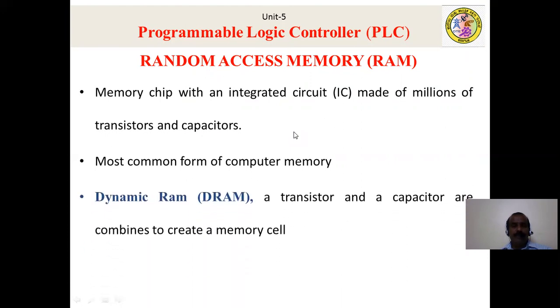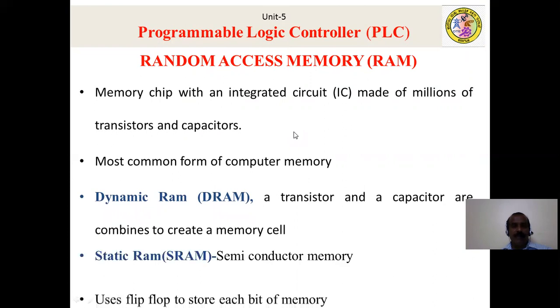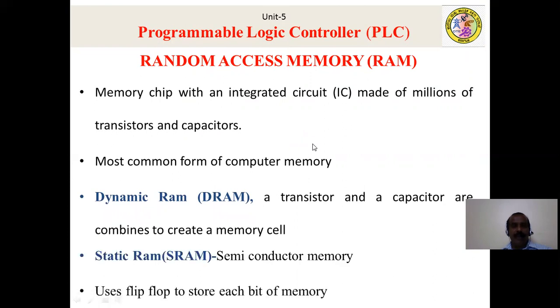There are two types of random access memory: dynamic RAM and the static RAM. Dynamic RAM is called as DRAM. It mainly consists of transistors and capacitors. Static RAM is a semiconductor memory. It uses flip-flops to store each bit of data.